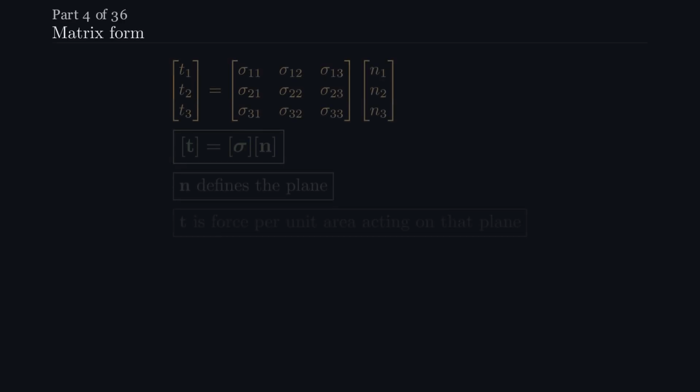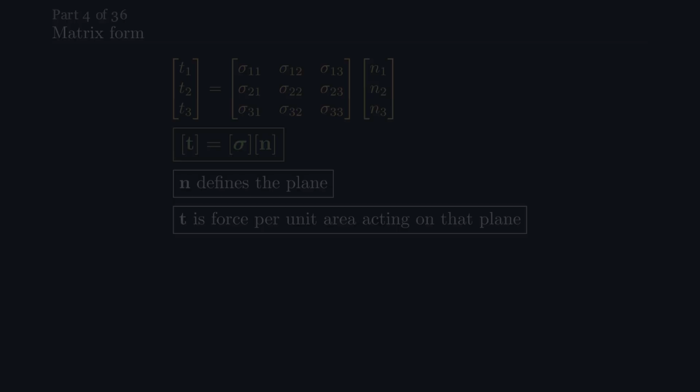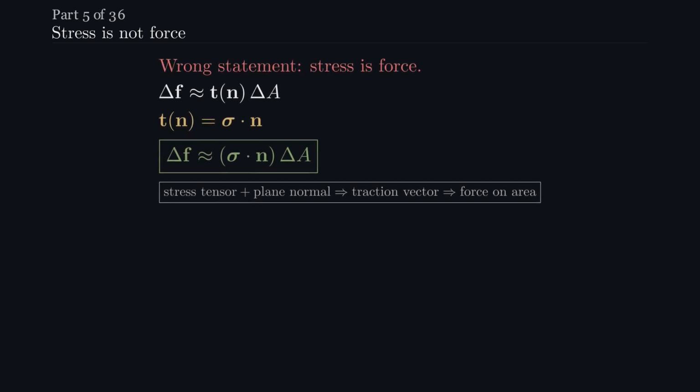In a Cartesian orthonormal basis, the tensor equation becomes a matrix vector product. The normal vector defines the orientation of the cut plane. The resulting vector is the force per unit area acting on that plane. Stress is not force. Stress has units of force per area. But the Cauchy stress tensor is not the actual force on a surface. First, the stress tensor acts on the plane normal to produce traction. Then multiplying traction by area gives the approximate force on a small flat patch.